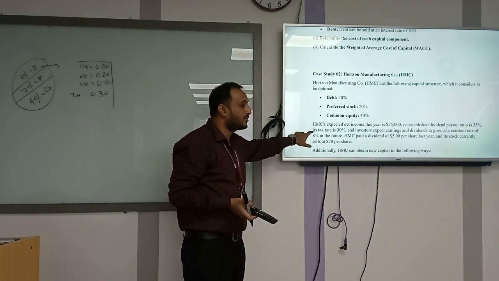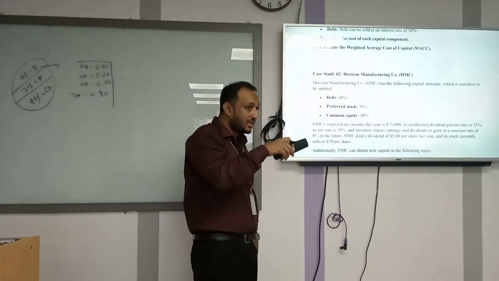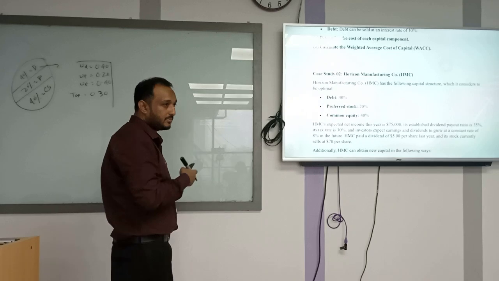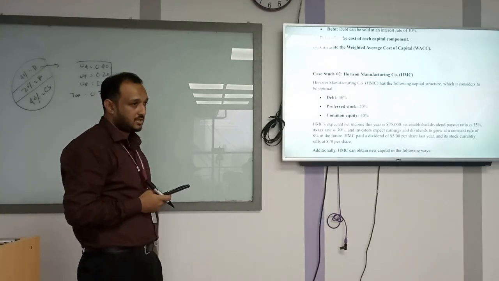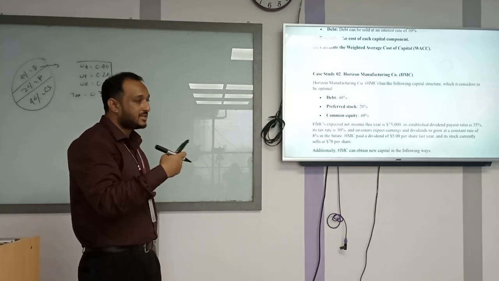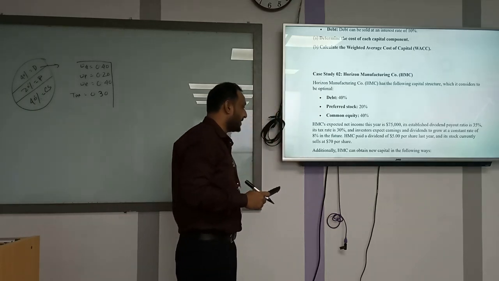আমরা এখানে অ্যাপ্লাই করতে পারবো যেটা কনস্ট্যান্ট গ্রোথ রেট দেয়া আছে। Paid a dividend of $5 per share last year, so D not দেয়া আছে, so we need to go for the calculation of D1, and his stock currently sells at $70 per share. Per share, present value কত? $70 এ সেল হচ্ছে। Stock currently sells at $70 per share.